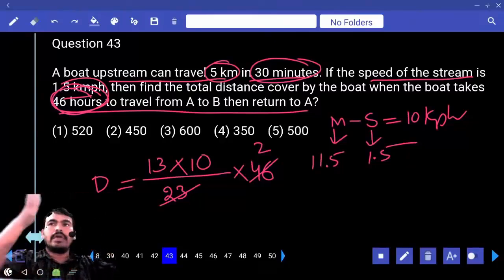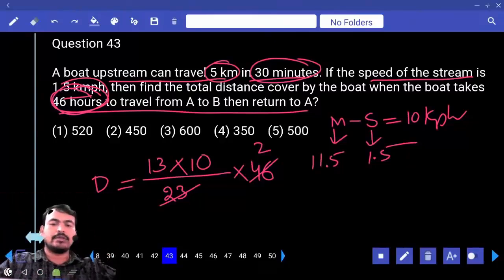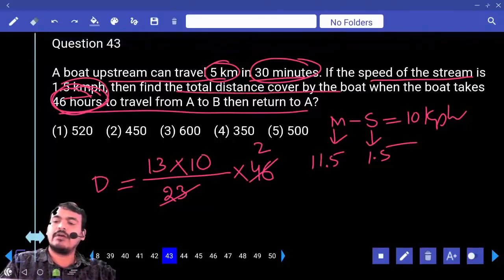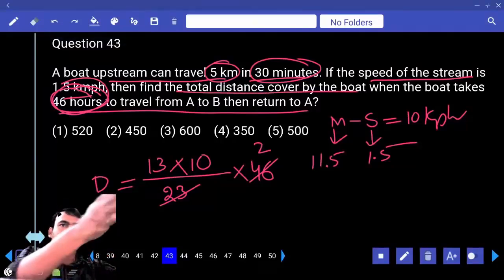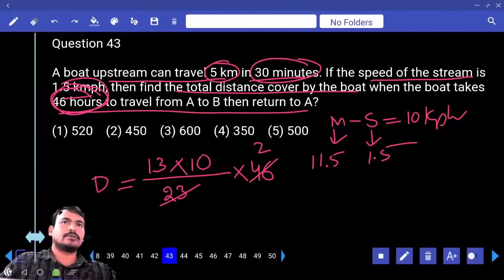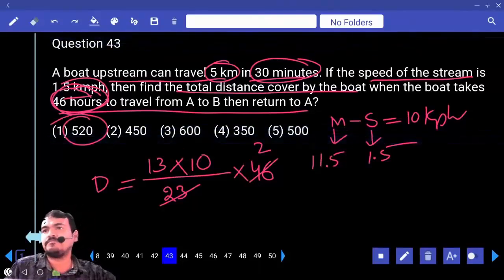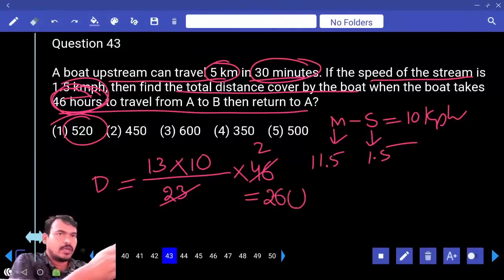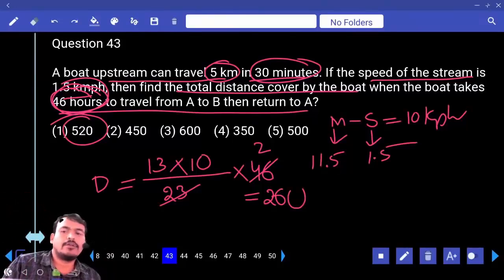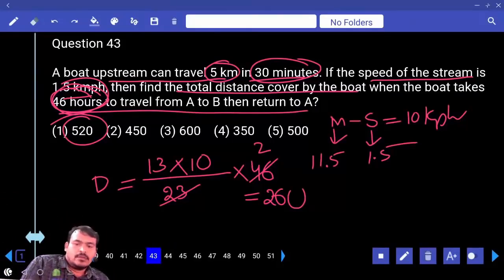The 260 will be either the A to B distance or the B to A distance. But here we require the total distance covered by the boat, nothing but the A to B distance plus the B to A distance. 260 plus 260 is 520. 260 is only one side distance. If A to B is 260, then B to A is also 260. So the total distance is 520.